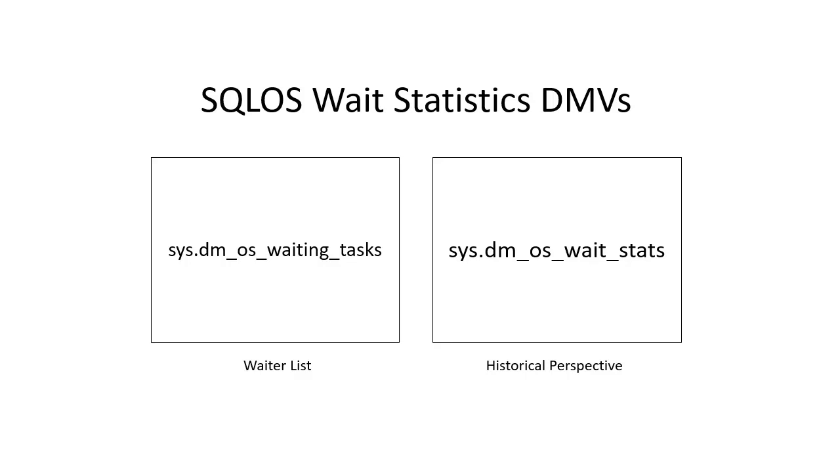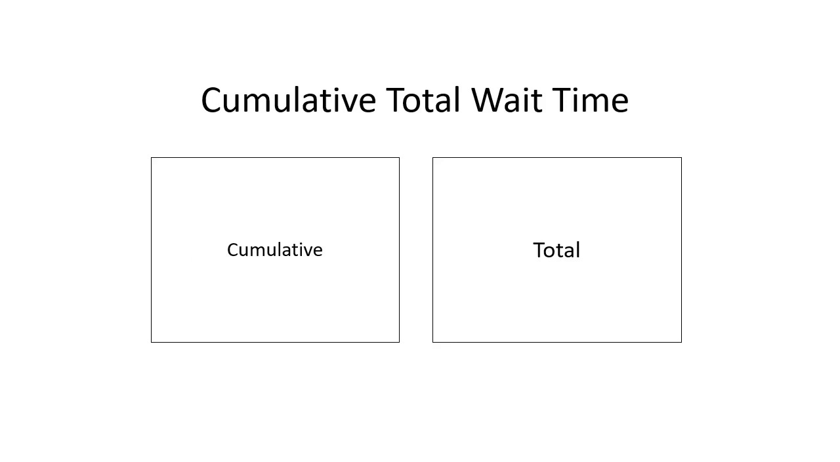The term cumulative total time needs a little more elaboration here. So cumulative means for waits of each type, the DMV stores the cumulative wait times across all threads and all sessions since the last instance restart. That's really key right there. These are only held since the last instance restart, or since the last time someone cleared out the wait statistics manually. The second part of this is total.